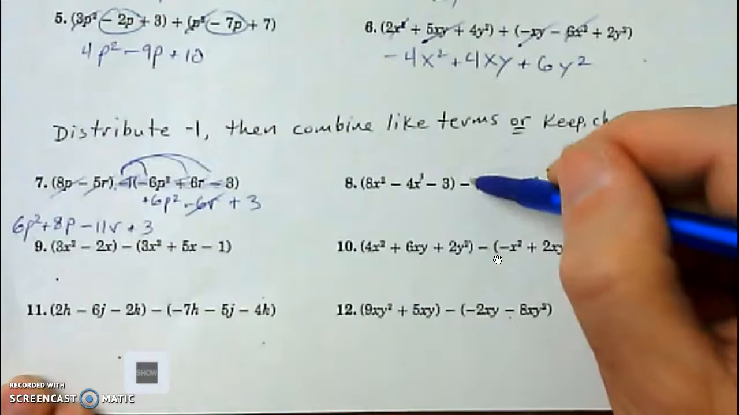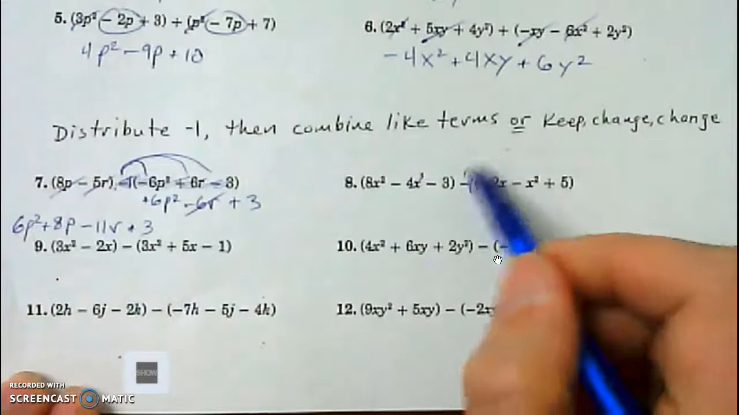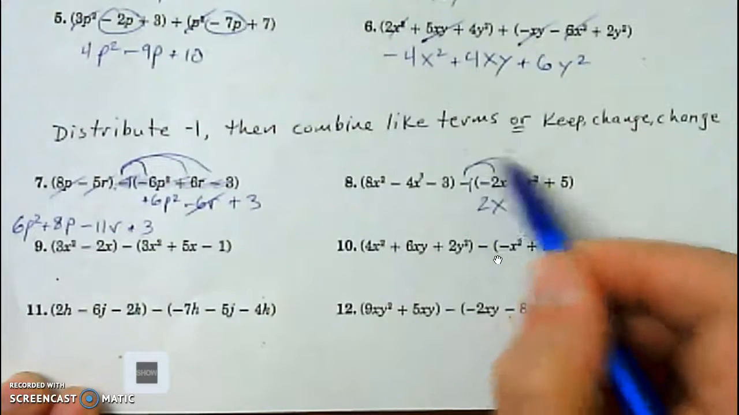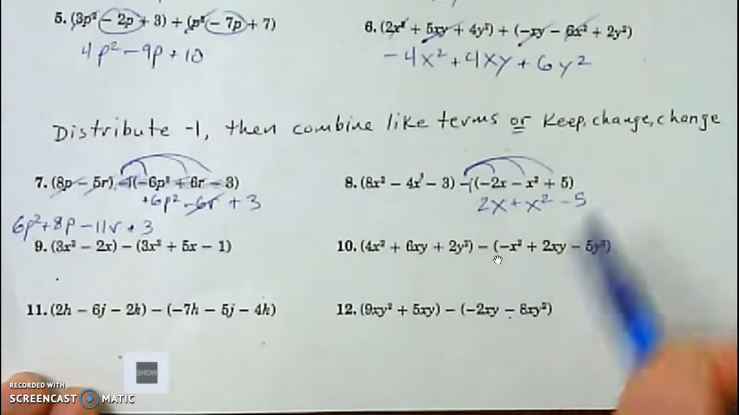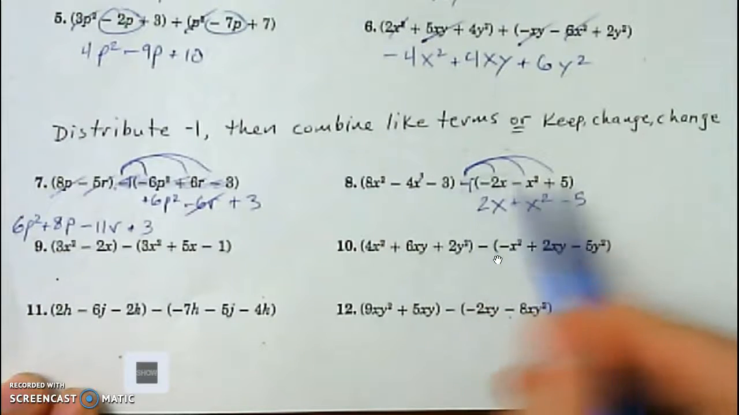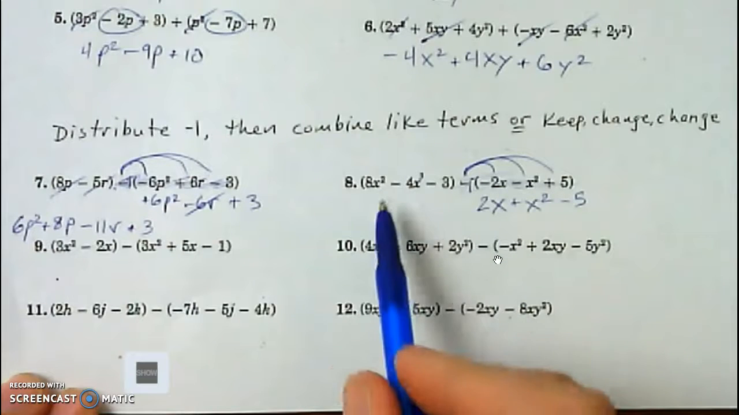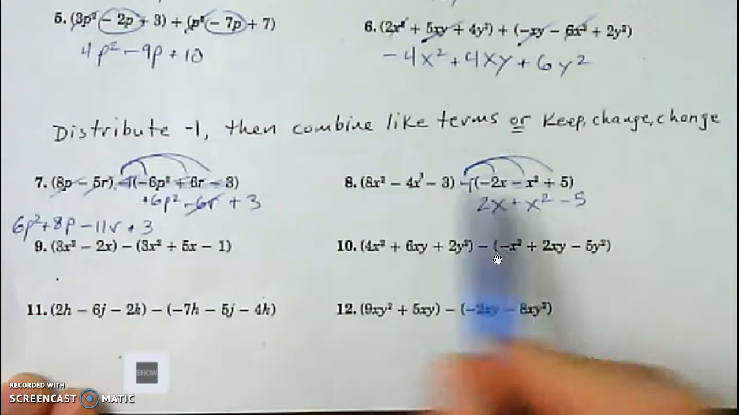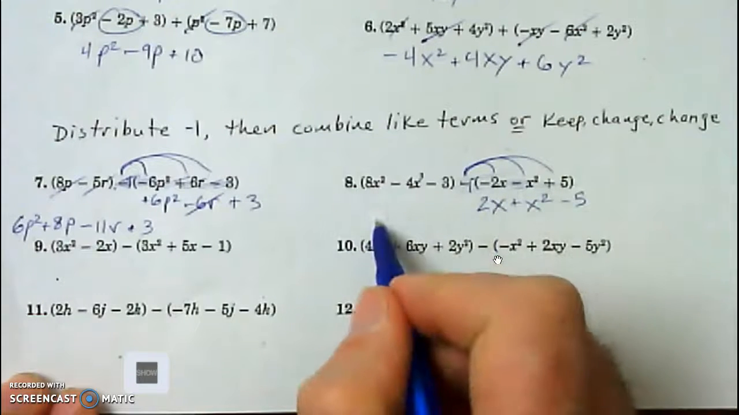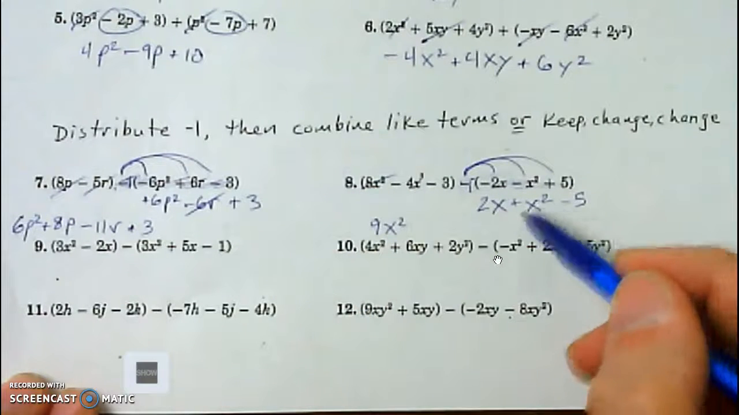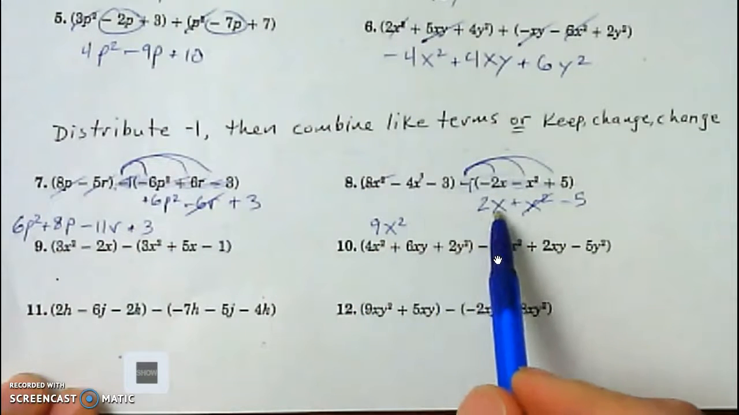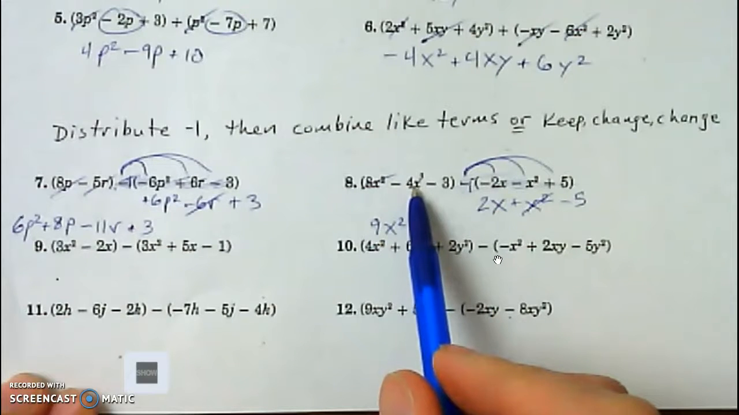Okay, so we'll do another one where I distribute negative 1. That's going to be positive 2x, positive x squared, negative 5. Okay, so again, we're done with that. Time to add. x squared, 8 plus 1 is 9x squared. I'm done with my x squareds. Go to your x's. Wait, that's the only x. There's an x to the third.